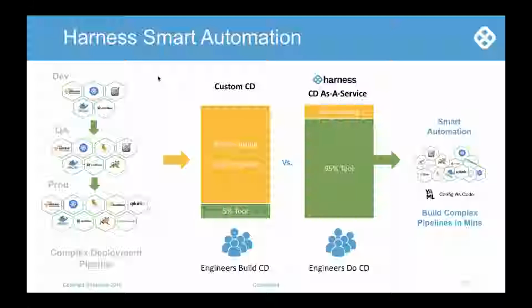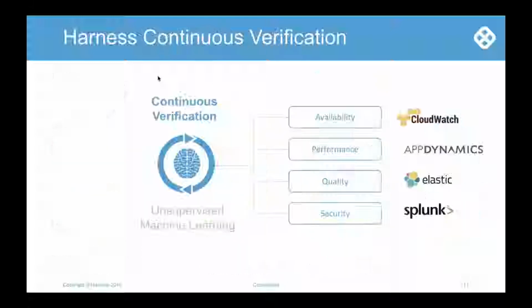Whether you want to script it as YAML, you can do that. Whether you want to use a wizard or a UI, you can also do that. So this is the first thing Harness does. Specifically for this webinar, what I want to talk about is our continuous verification. And this is where we use unsupervised machine learning.